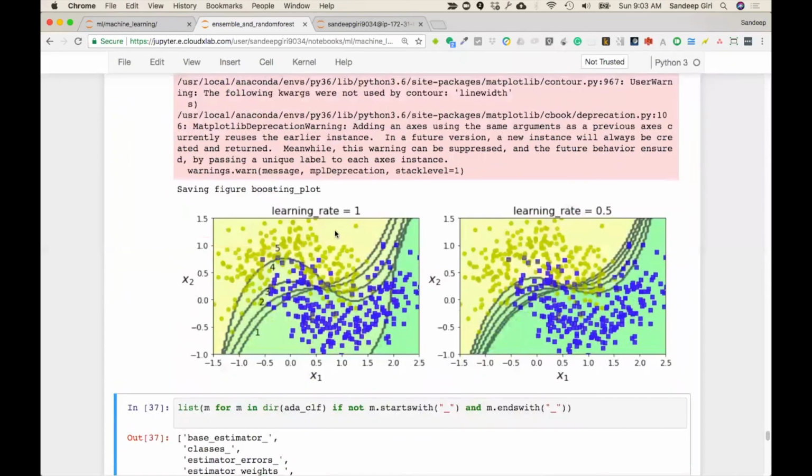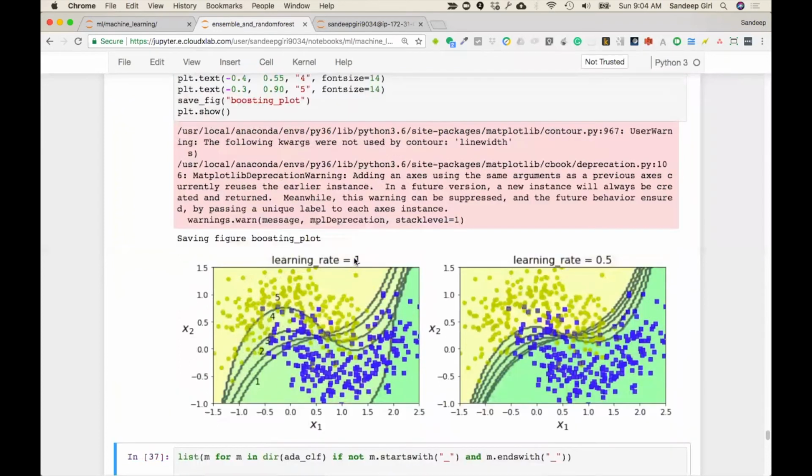And you can see that when we increase the learning rate, the overall impact is higher.